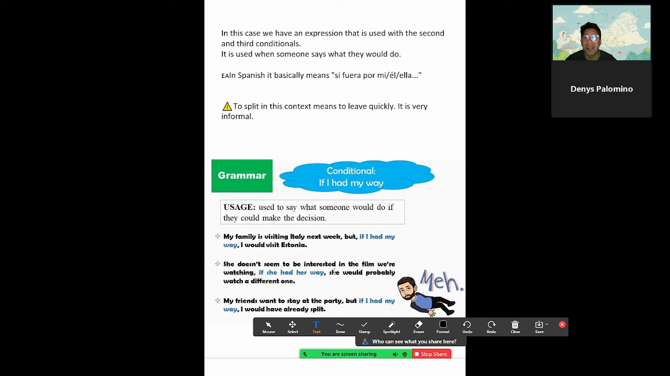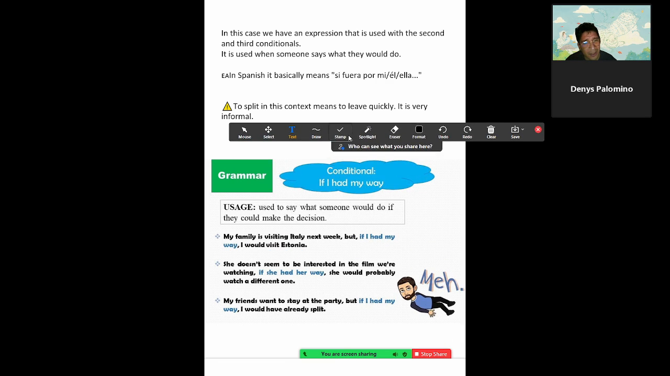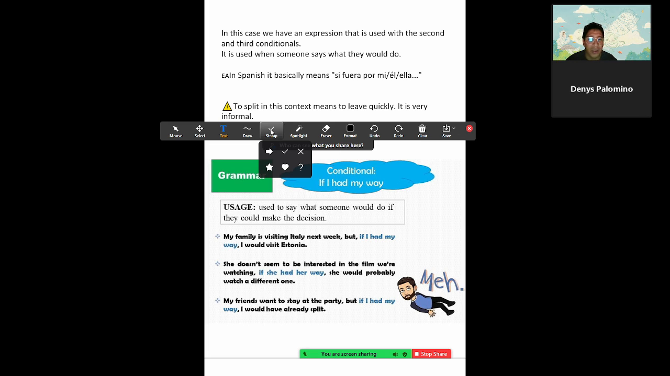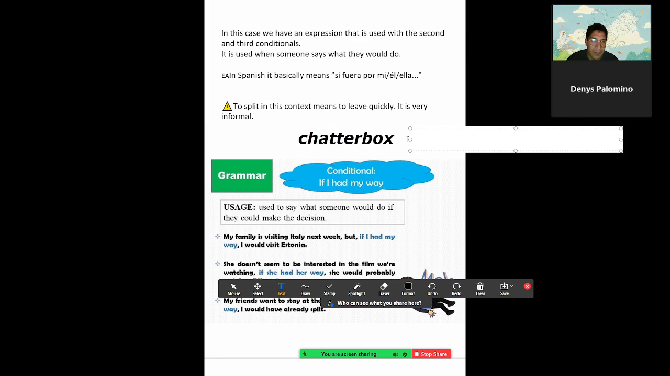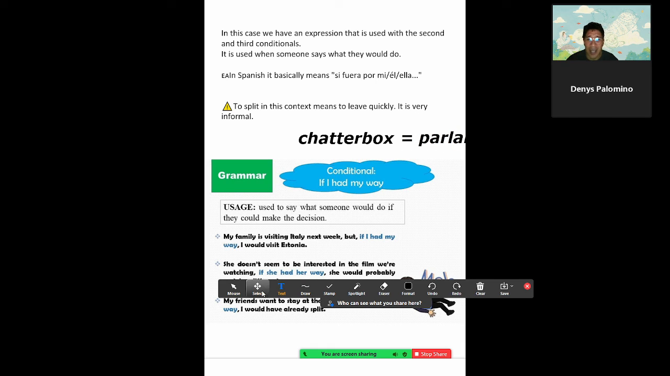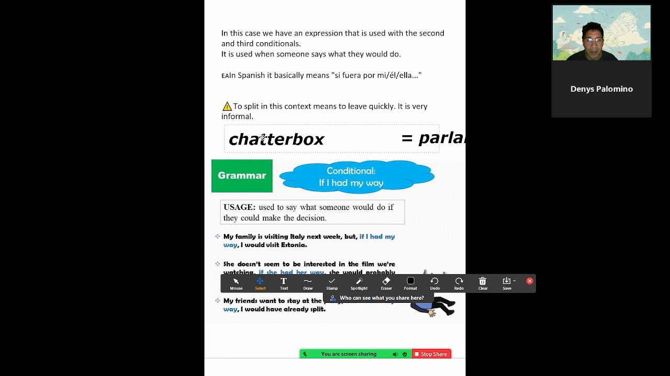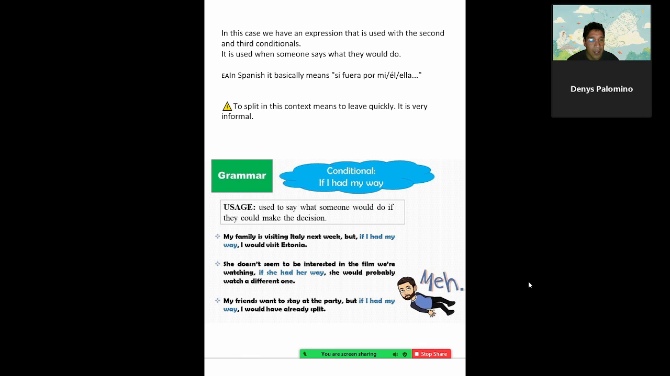That's a very, very natural expression that we can always use when you are talking to someone that is, I don't know, someone that is a chatterbox. Have you heard that word? Chatterbox. Parlanchín. Yes, chatterbox. Puedes usar estas expresiones para lucirte. Well, if I had my way, I wouldn't buy that. Si fuera por mí, no lo compraba. No compraría eso. Pero ya lo compré. If I had my way. Did you understand? Yes.